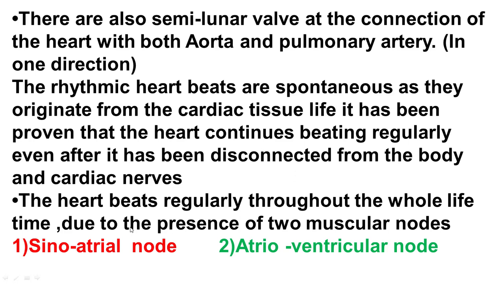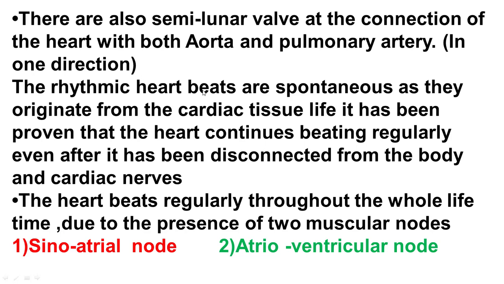There are also semi-lunar valves. The meaning of semi is not completely lunar, not completely circular, but half lunar or half circular. These valves are at the connection of the heart with both arteries that come out from the two ventricles. The aorta comes out from the left ventricle, while the pulmonary artery comes out from the right ventricle.